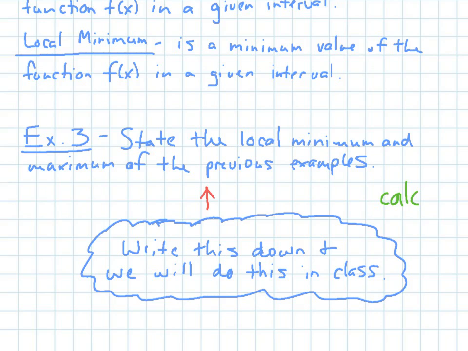So we're going to state the local mins and maximums of the previous examples, and you already have the local mins and maxes of example 1, so we'll mainly look at the other ones just so you're aware. But I'm going to show you how to find those in class, so just write this example down and then I'll give you some pointers on how to find that using your calculator. If you already know how to use it on a calculator, you're good to go, but most people don't know how to use the graphing calculator to find this. Okay, so we'll talk about that in class tomorrow.